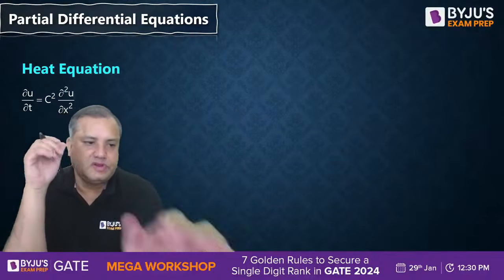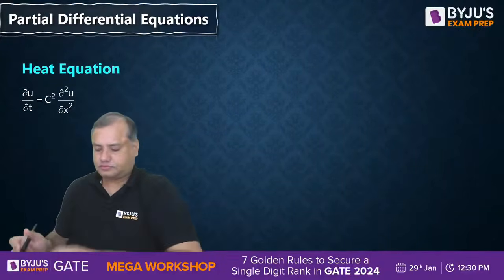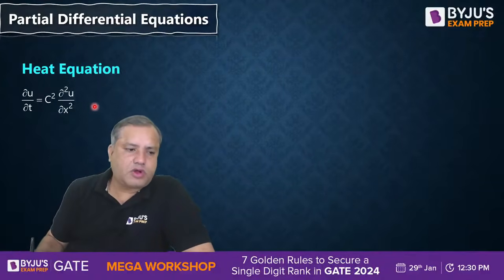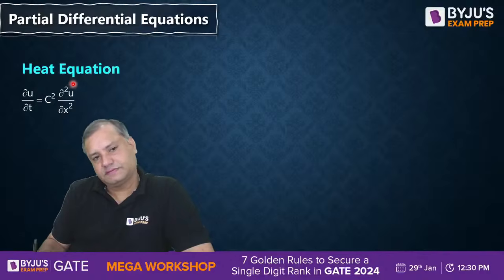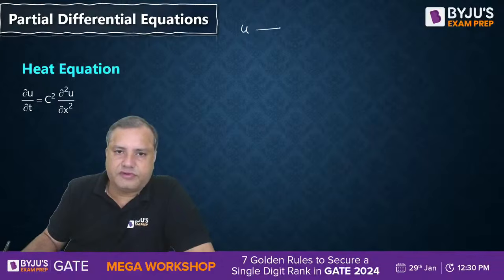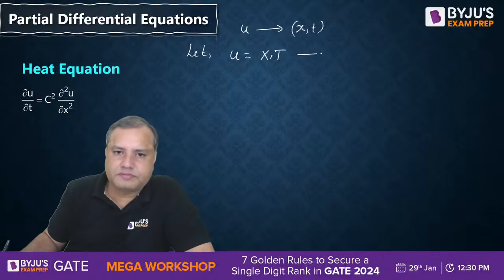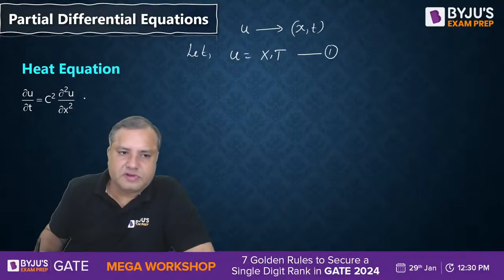Next. So now we are going to observe the heat equation. Students, when we talk about the heat equation, see here, u is a function of x and t. So we are assuming u equal to X into T. Let us say this is the first equation, this is the second equation.